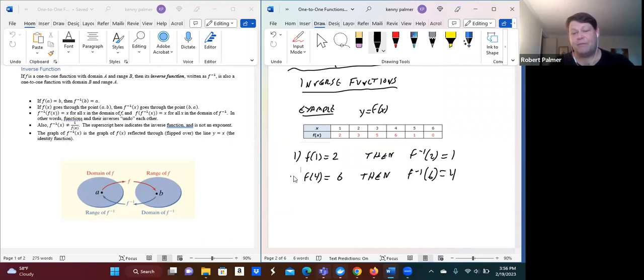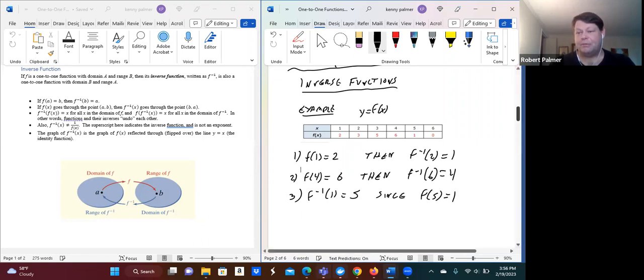Okay, so in the same way, if I simply start with just the inverse function, if I say f inverse of 1. So in my function here, if I plug in 5, I get 1. So if I go backwards and plug in 1, I get 5. This is true since f of 5 is equal to 1. Okay, that's how inverse functions work.